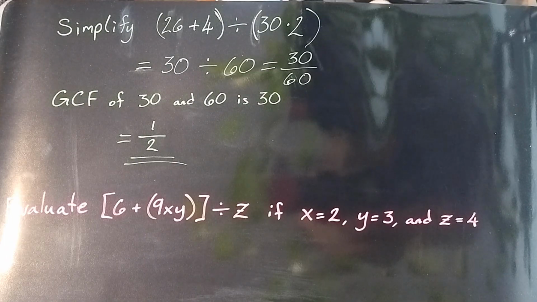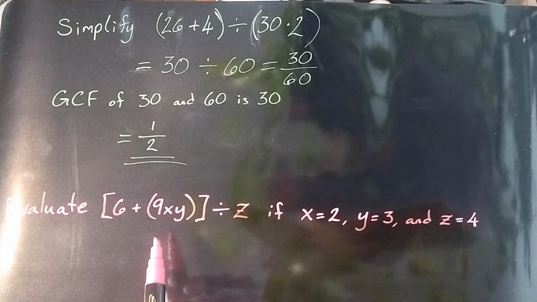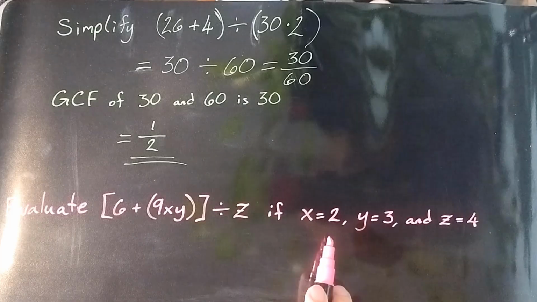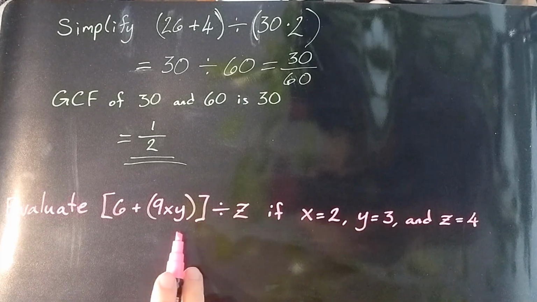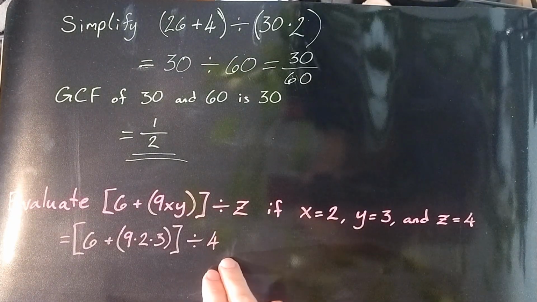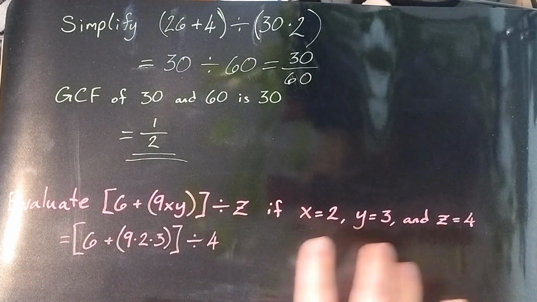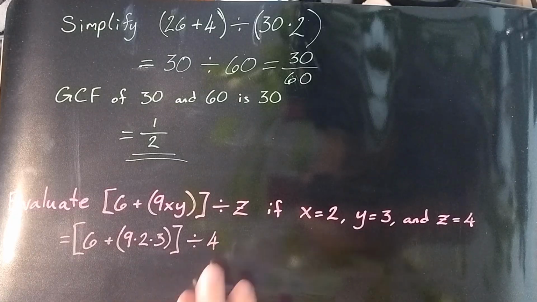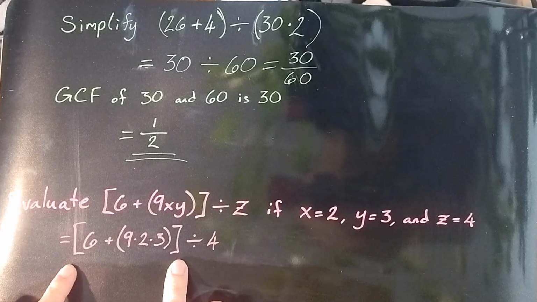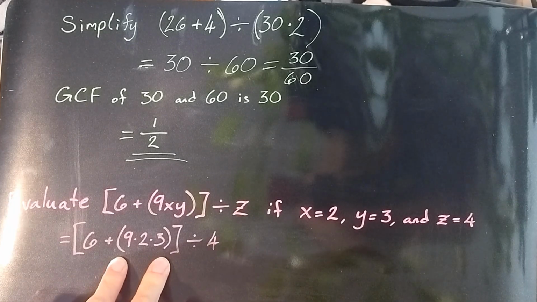Next question. Evaluate the quantity 6 plus the quantity 9xy divided by z, if x equals 2, y equals 3, and z equals 4. Rewrite the expression, filling in the values for the respective variables. The order of operations tells me that I should simplify the innermost parentheses first.